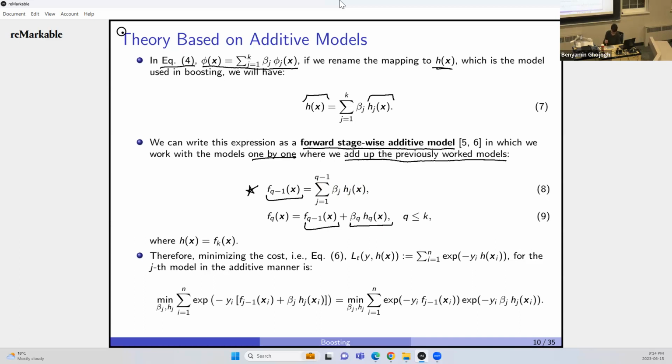So start from q equals 1, or 0. Then what happens? f_0 becomes only beta_0 h_0(x). Then q equals 2, f_1 becomes f_0 plus beta_1 h_1. So every time I add the next element to the summation. I think it's obvious, right?